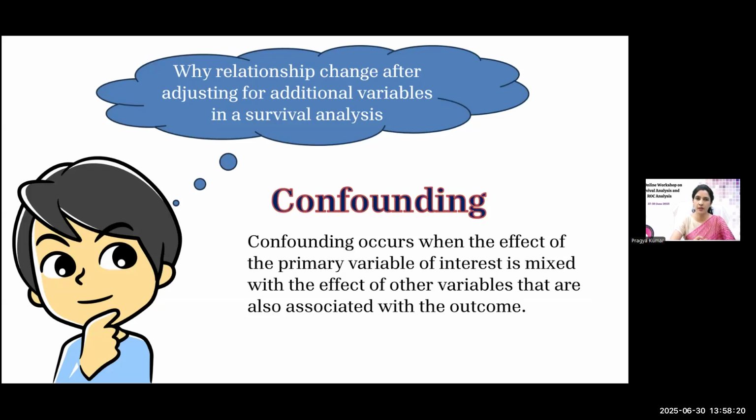Now, the question is why the relationship changes after adjusting for the other variables in survival analysis. Because you know there is something known as a confounder, and there is an effect modifier. In case of confounding, the confounder is related both to the outcome and to the exposure, and it independently also is a risk factor for the disease. So if you want to see the independent effect of a particular variable, you should control for the confounder which you are expecting.